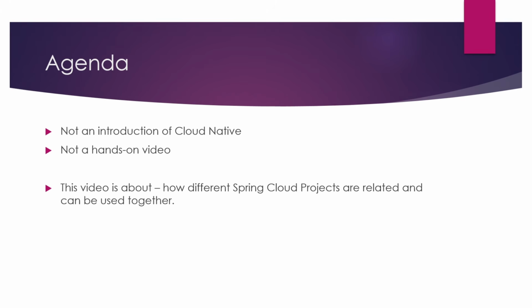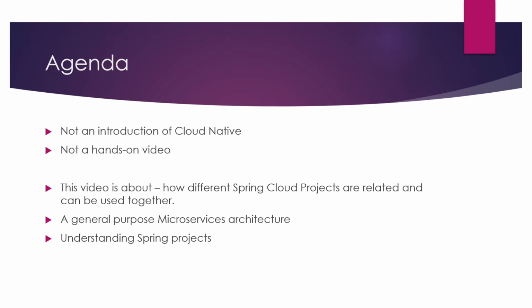This video is about understanding different Spring Cloud projects, how they are related, and how they can be used together to build cloud native apps. So we will start with a very general purpose microservices architecture. This is not the perfect architecture or the best solution, but this is enough to get started. And in real life, you will see variations of this architecture or of this design. The focus is on understanding the Spring Cloud projects, to touch different components, and how we can relate those components to Spring Cloud projects.